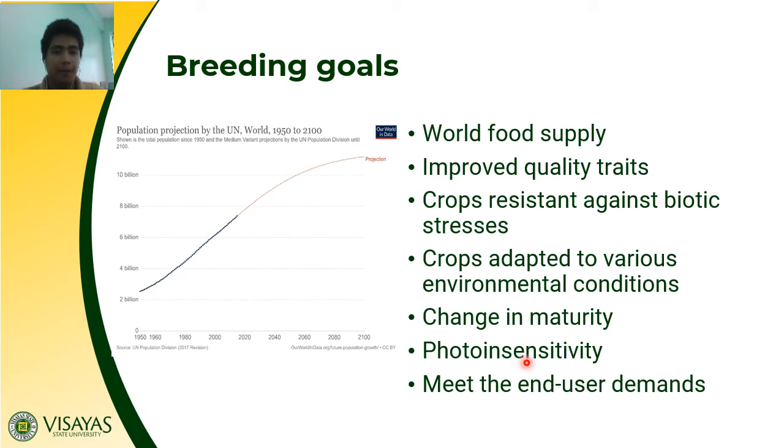So, for example, you introduced a variety or a genotype from Japan, and of course we know Japan is a temperate region, and they have different photo periods. So, in order for you to improve that introduced variety, you have to improve it in order to cope with the photo period here in the Philippines. And lastly, your breeding goal must meet the end user demands. So remember, end user demands are very important because of course they are the end users. So what you are doing right now, those end users are benefiting.